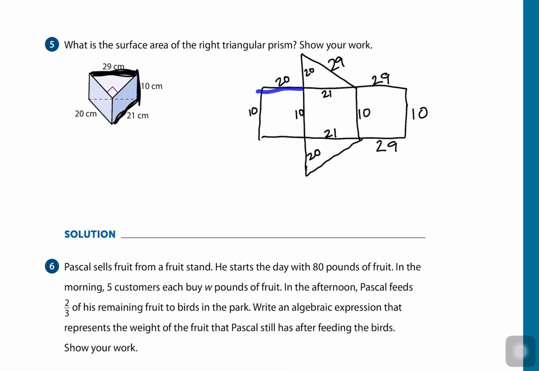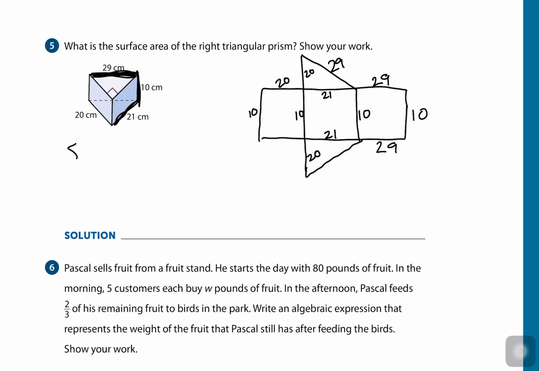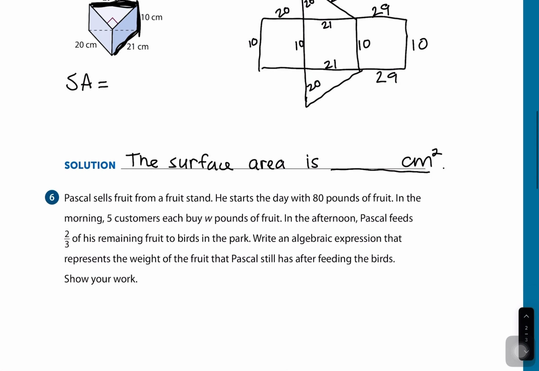Now is your job. Base times height, base times height, base times height, okay? And then here you're doing base times height divided by 2, base times height divided by 2. When you're done, you're going to write surface area equals and add everything up. Okay, add everything up, and then you're going to get your answer. So then your answer is going to say the surface area is, and then you're going to tell me, and make sure it's centimeters squared. Okay? Next one.